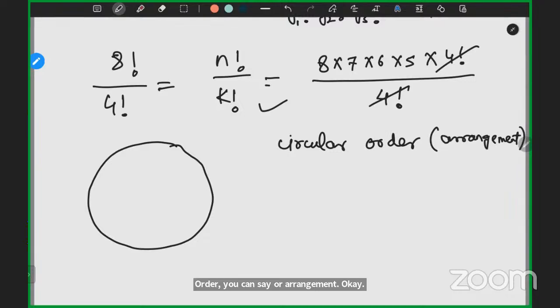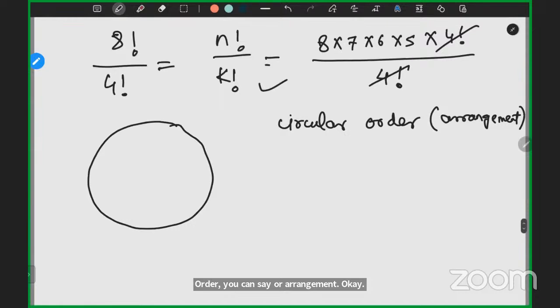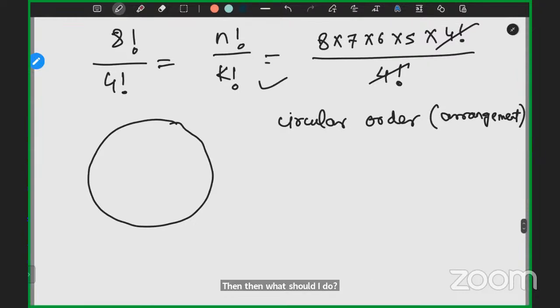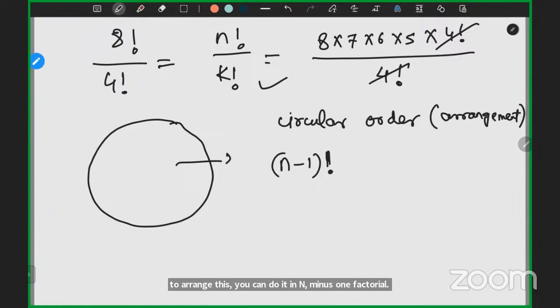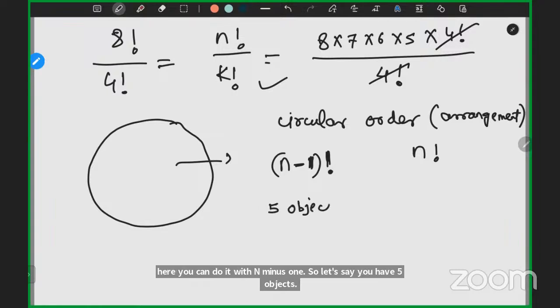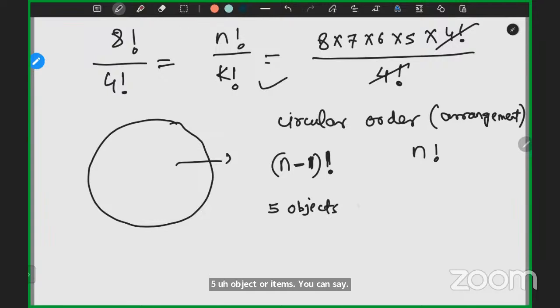Things like that. Then what should I do? Whenever you see circles, to arrange this you can do it in n minus 1 factorial ways. Previously you could do it with n factorial, but here it is n minus 1. So let's say you have five distinct objects or items, then you can arrange them in 5 minus 1 factorial. That's 4 factorial. That will be 24.